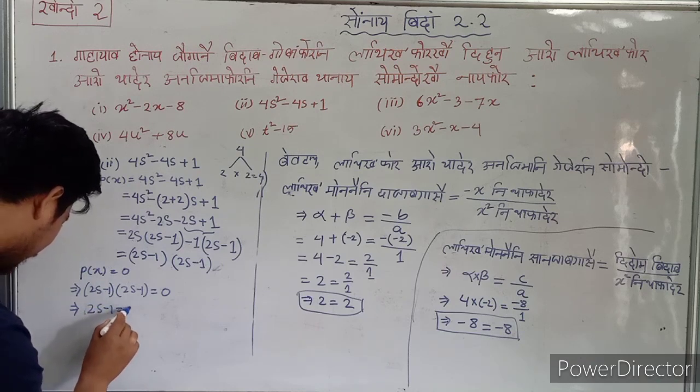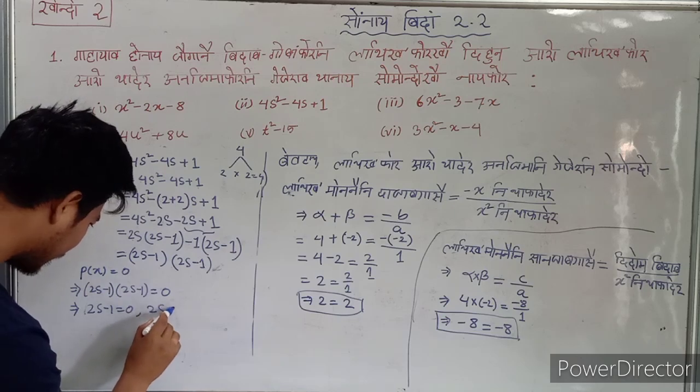2 s minus 1 is equal to 0, 2 s minus 1 is equal to 0.